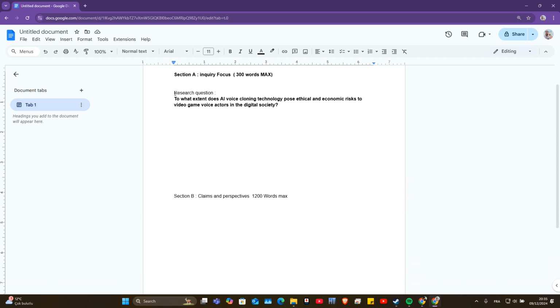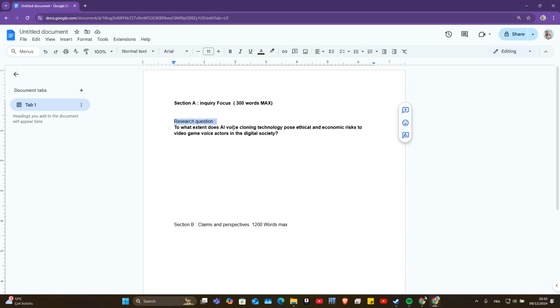Obviously, you're gonna start with your research question. Again, your research question usually starts with "to what extent," and it has a relationship with digital society. So you cannot just give me something random, even if it has technology in it. You cannot just talk about it without connections. For example, space and rockets. It's not in the book, so we don't need it.